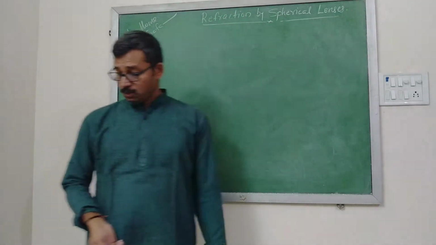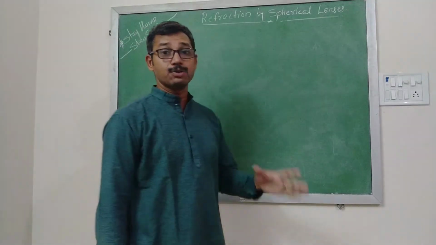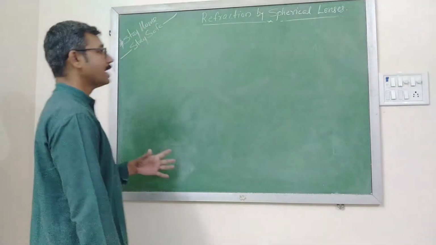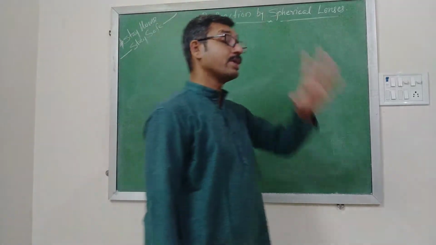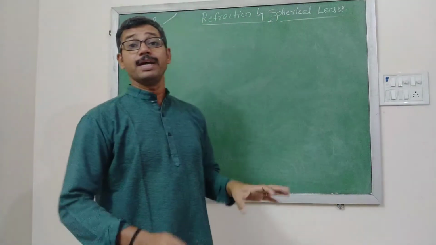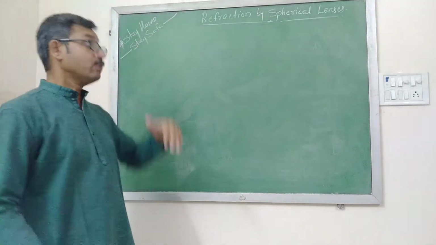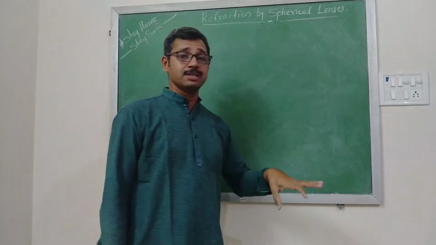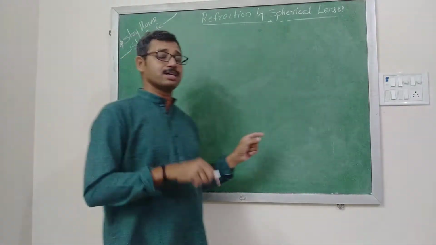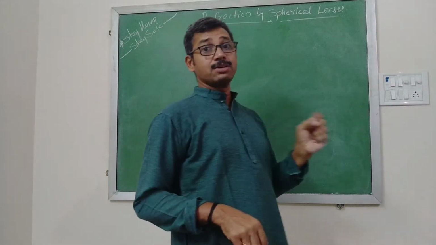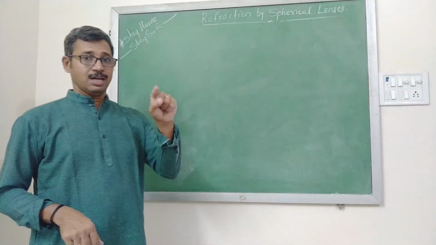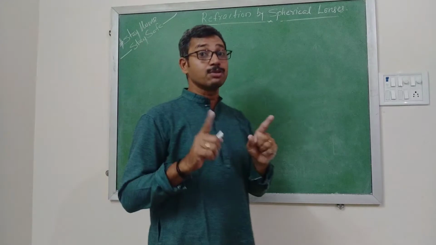Now some terms which are related to this lens. We see that a convex lens or a concave lens is formed by two spheres. In the concave mirror, only one sphere was there, so it had only one center. That center we called the center of curvature.